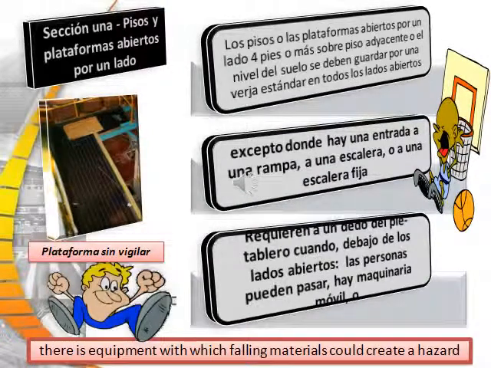Open-sided floors or platforms 4 feet or more above adjacent floor or ground level must be guarded by a standard railing on all open sides, except where there is an entrance to a ramp, stairway, or fixed ladder. A toe board is required when beneath the open sides a person can pass, or there is moving machinery.